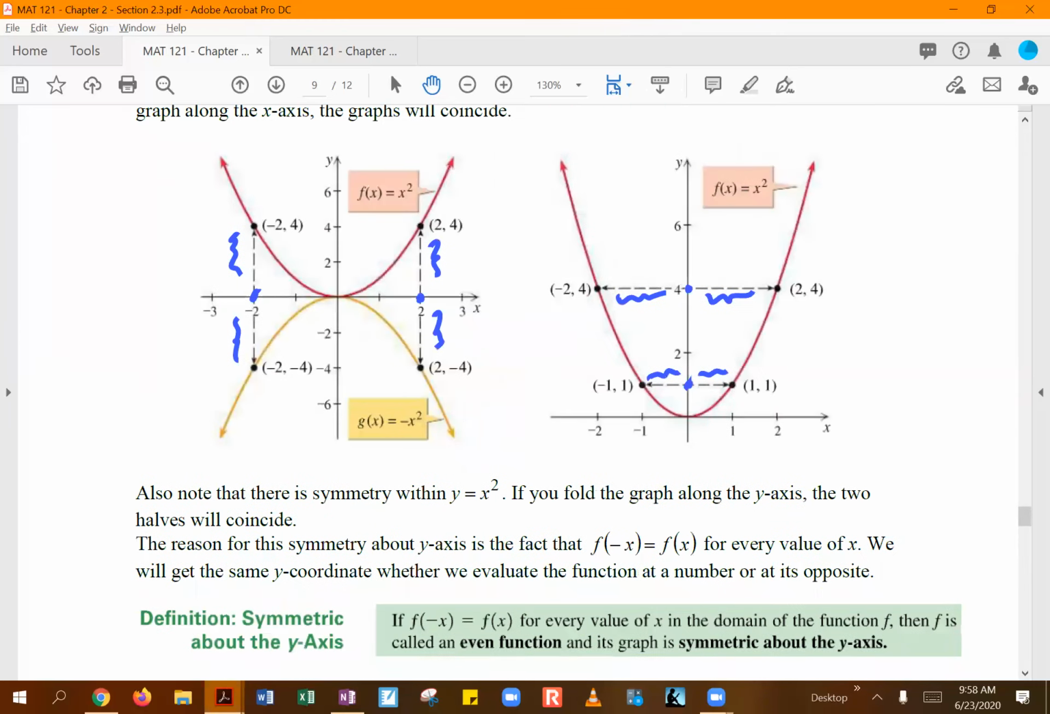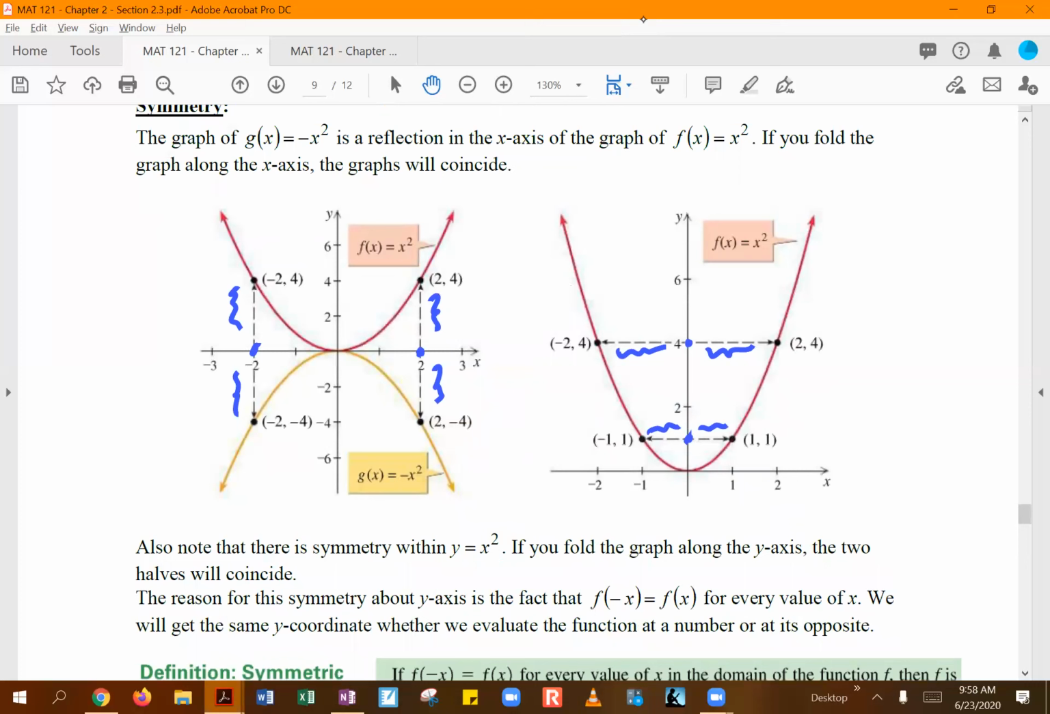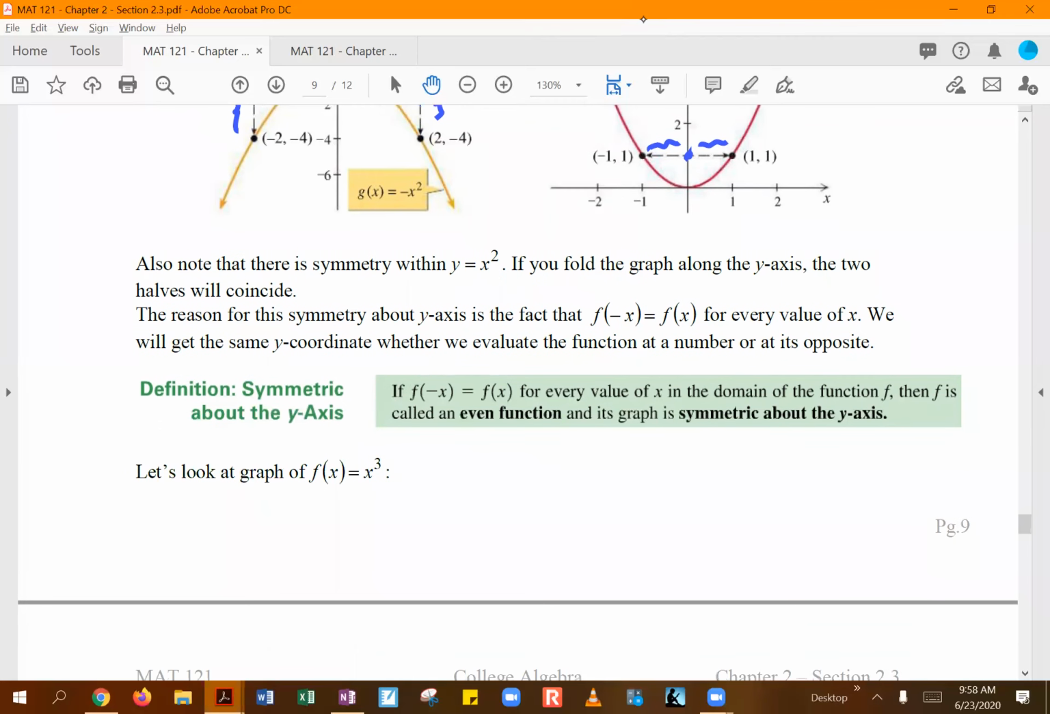But when functions are symmetric about the y-axis, then literally you can fold your graph in half along that line and you will see the two graphs will coincide, because again, those distances from the line, or what we call the axis of symmetry, will definitely be the same. So functions like the x squared function are what we call even functions, and all even functions are going to have symmetry with respect to the y-axis.